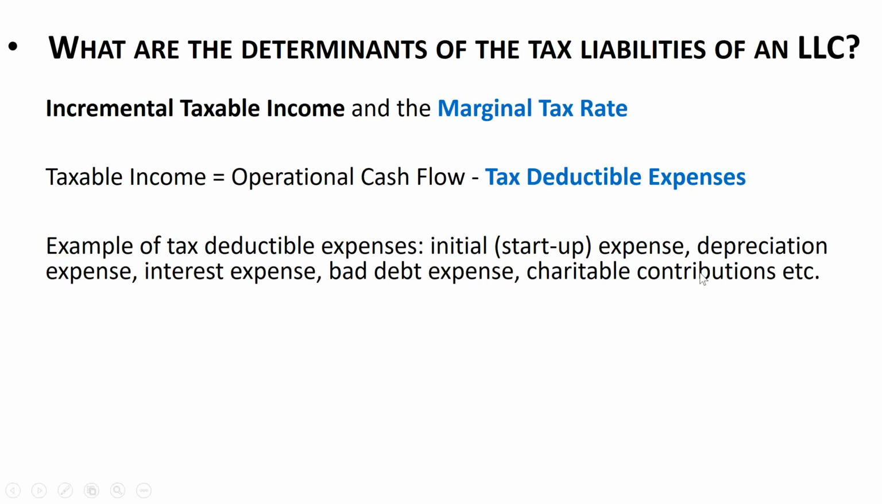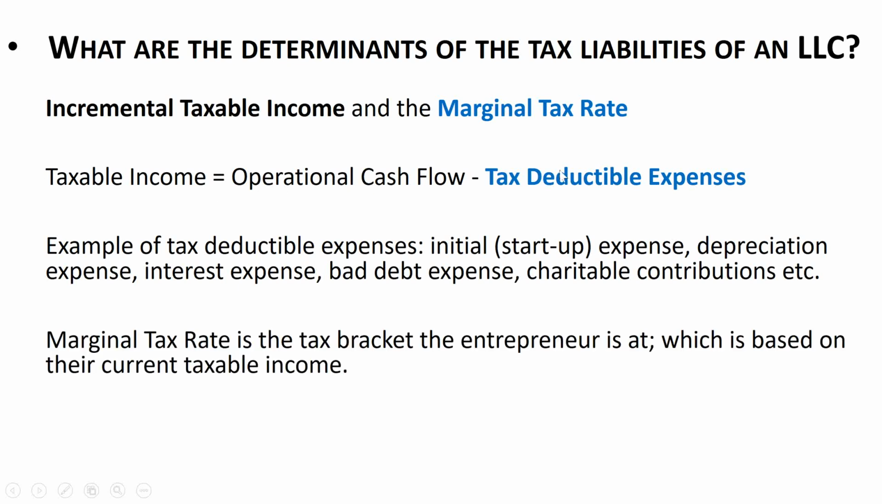So these are valid tax deductible expenses. From operational cash flow, you go to taxable income by taking this, and then times the marginal tax rate. Marginal tax rate is the tax bracket the entrepreneur is at, which is based on their current taxable income. So think of it like three tax brackets: low income, middle income, high income.